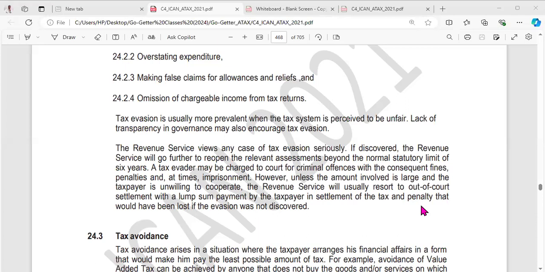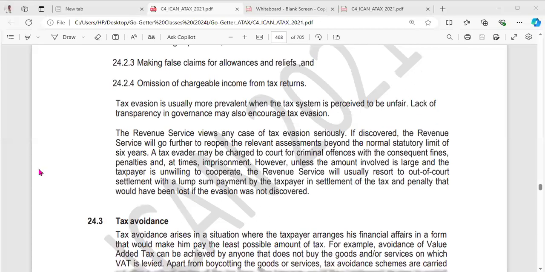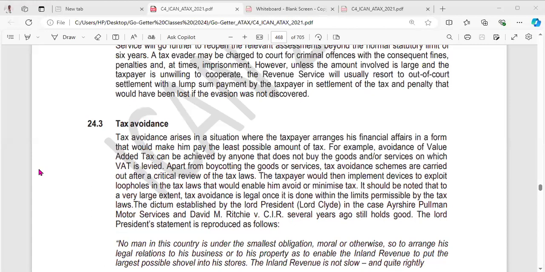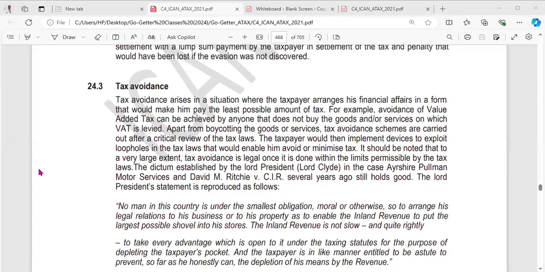Now we've seen two things. We've seen tax planning, and we've seen tax evasion and how these are being done. Let's go to tax avoidance. Tax avoidance arises in a situation where the taxpayer arranges his affairs in a form that will make him pay the least possible amount of tax. Now, tax avoidance comes with tax planning.